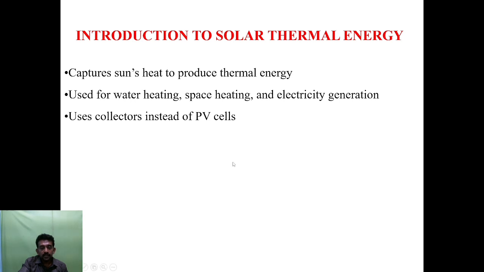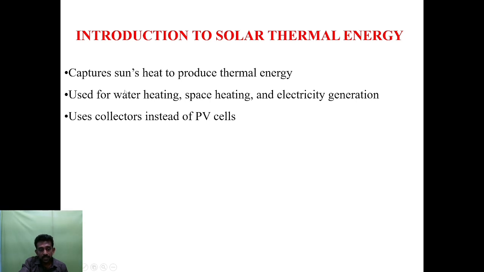In this, the radiation, the heat from the sun, is being trapped. In PV technology, the photonic energy is being trapped and used for electricity production. Here the solar thermal system absorbs the heat from the sun, that is heat in the form of radiation. So it captures the sun's heat to produce thermal energy. It can be used in different ways: either as heat or for electricity generation.